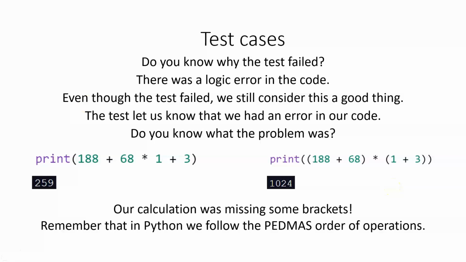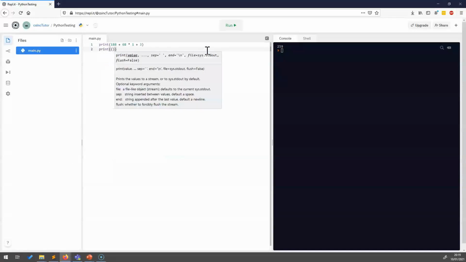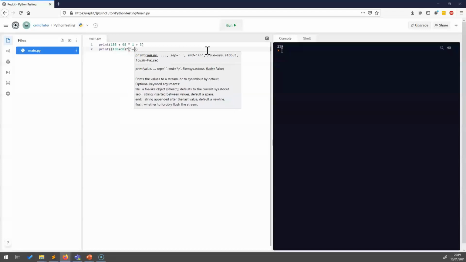If we just go back in and see this in action, print 188 plus 68 multiplied by 1 plus 3. What we see is the first one gave us 259, the second one 1024.